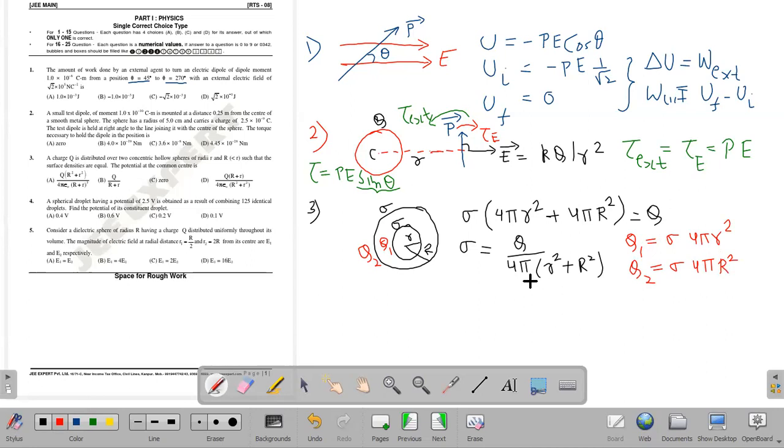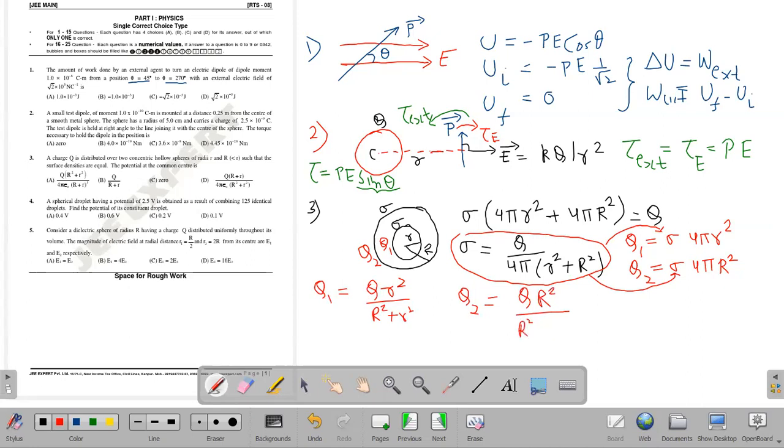So if we substitute the value of sigma that we have calculated here and also here, you get the values of Q1 and Q2, which come out to be Q1 equals Q times small r square divided by capital R square plus small r square, and Q2 equals capital Q times capital R square divided by capital R square plus small r square. So now you get the charge on both spheres.